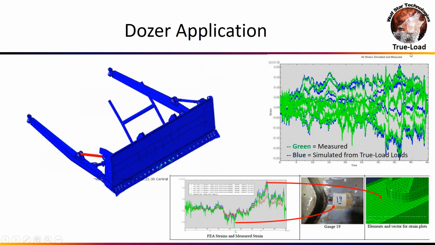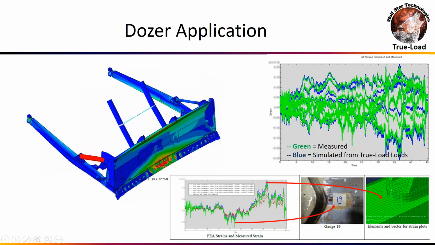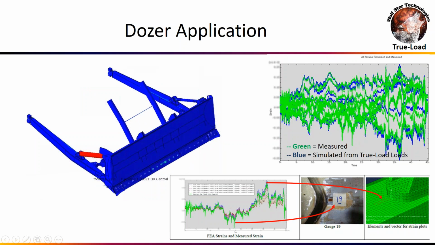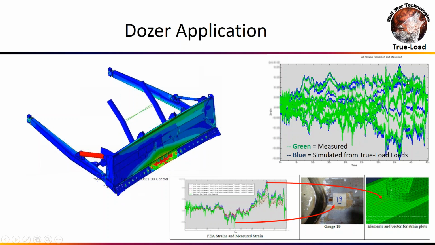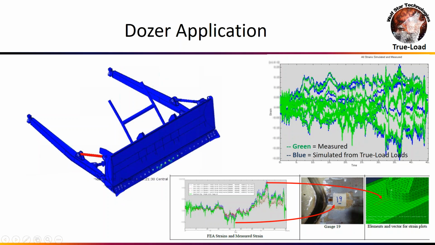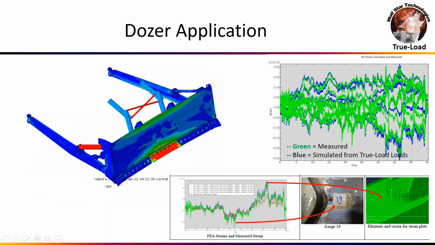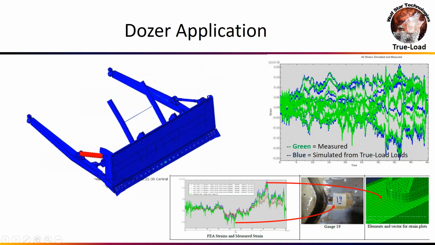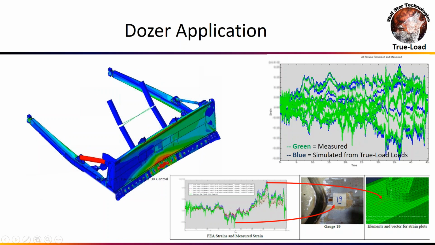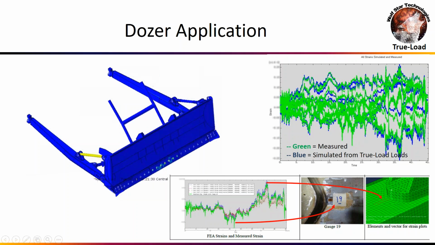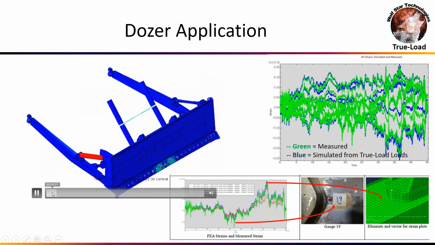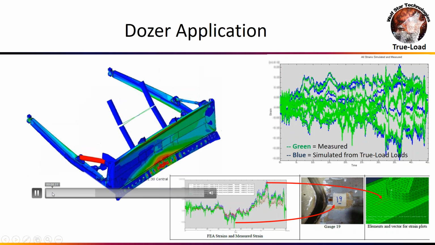And what you're seeing on the top right here is the measured strain data in green. We take that measured strain data, times a correlation matrix, to generate the loads. And then once we've got the loads, we can go back into the FEA model and pull up the simulated strains in blue. So the green is measured strains, the blue are simulated strains, and when they saw this plot, they were really thrilled. They thought, this is great. What a great job you've done matching the strains.